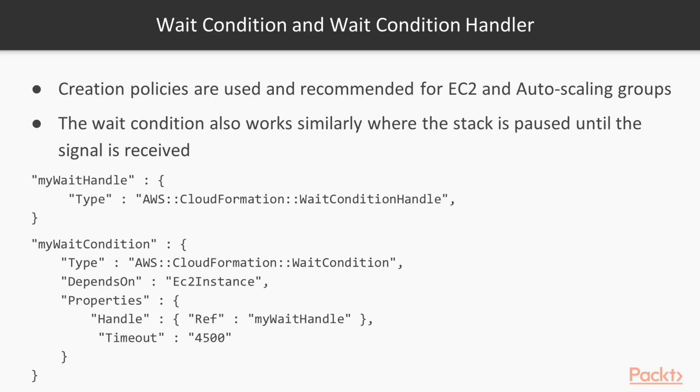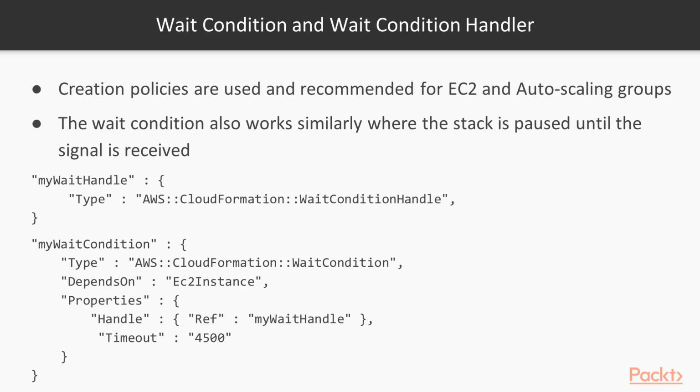So what this resource will do is that it will have an endpoint which is a pre-signed URL, and what your application is supposed to do is send a success signal to that specific URL which is created by the wait condition handler. Now, within the wait condition, so this wait condition is like a container, and within the container, you have a depends on attribute which is the EC2 instance, and within the properties, you're referring to my wait handle. So you're referring to this specific my wait handle, and you're also specifying the timeout value.